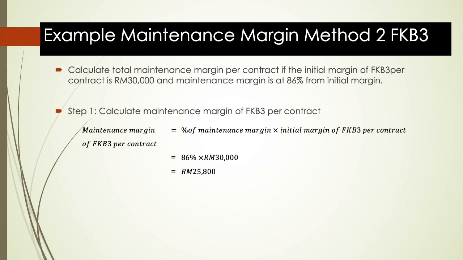So this is an example of maintenance margin method 2 for FKB3. Calculate total maintenance margin per contract if the initial margin of FKB3 per contract is 30,000 and the maintenance margin is at 86% from the initial margin. To calculate maintenance margin of FKB3 per contract, percentage of maintenance margin times initial margin of FKB3 per contract. So 86% times 30,000, so you get 25,800 ringgit.